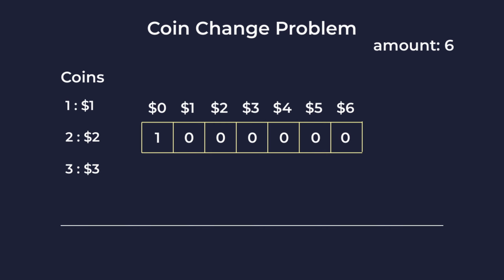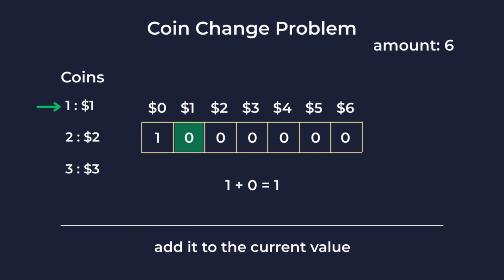Now here's the important part. For each coin, we update the array starting from that coin's value. For each amount, we look back by the coin value, take that value, and add it to the current value.